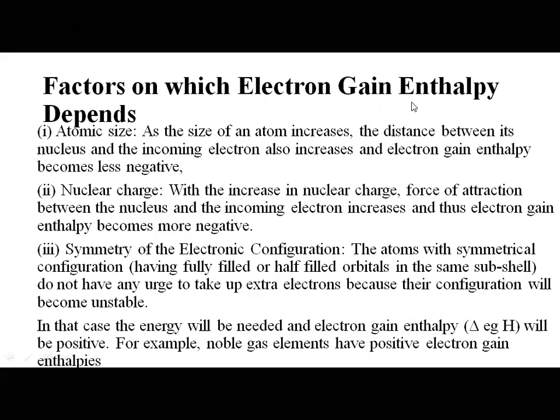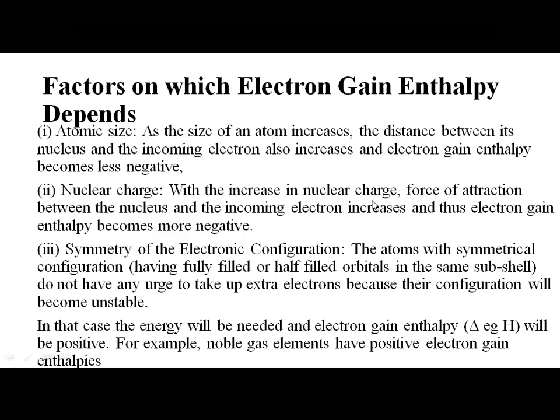Factors on which electron gain enthalpy depends. Atomic size: as the size of the atom increases, the distance between its nucleus and the incoming electron also increases, and thus electron gain enthalpy becomes less negative. So as atomic size increases, electron gain enthalpy becomes less negative. That means it becomes more and more positive, you can say.